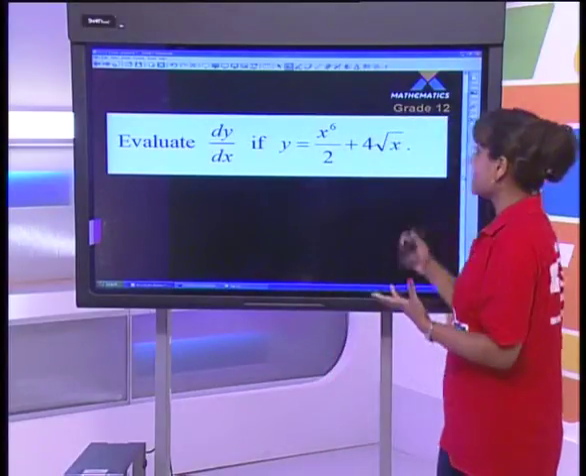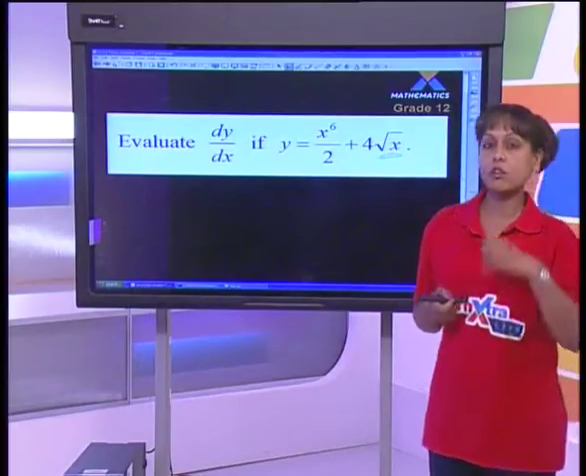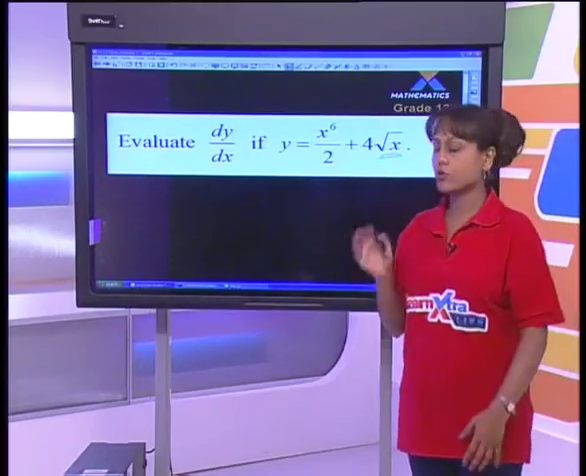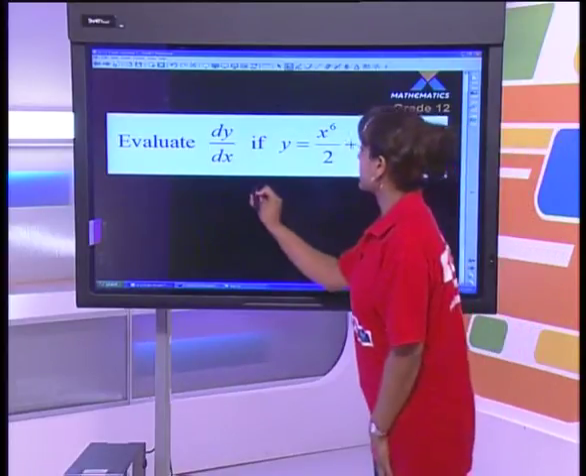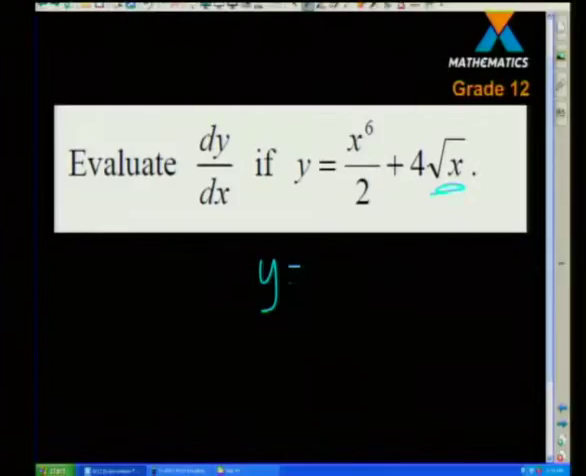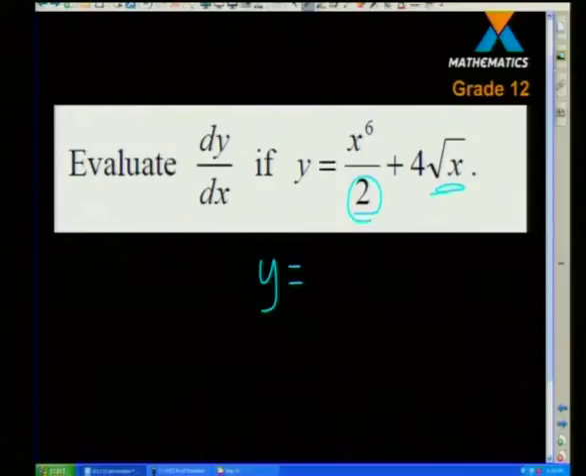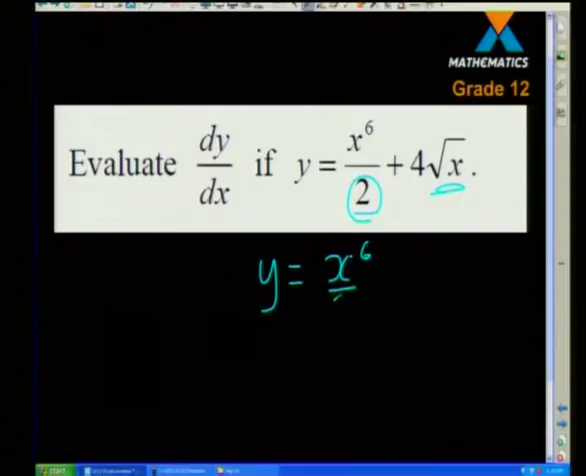So if you have things like a square root, once again, you need to use exponents to get that out of the square root. So the first thing we need to do here is to rewrite this, and the 2 is fine where it is because it's not an x. There's no deriving that's going to happen to the 2, so that can stay where it is. The first term is fine as it is, x to the power 6 over 2, but we have a problem with this one because it's under a root sign.